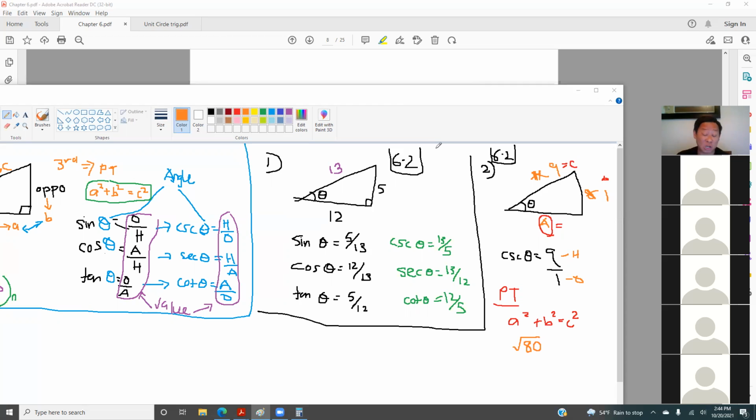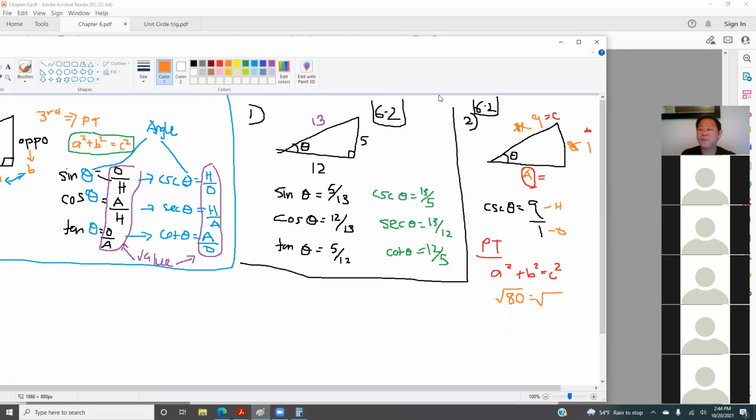How do you reduce this? How do you simplify this? You have to use the perfect square. You know perfect squares, right? 2 times 2 is 4, 3 times 3 is 9. So 4, 9, 16, 25, those numbers are perfect square numbers. What perfect square numbers go into 80?